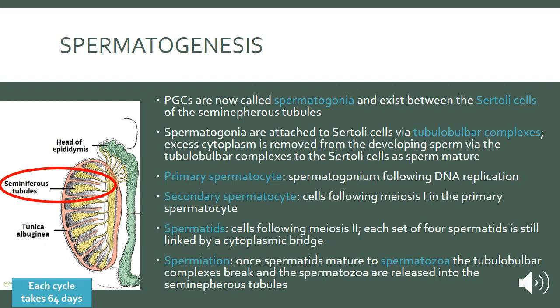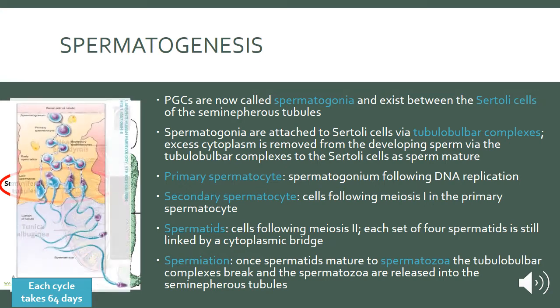Now, sperm, when they go through their development, go through a number of different stages. So once they begin DNA replication, they become primary spermatocytes. As they progress through meiosis 1 and finish meiosis 1, they're now secondary spermatocytes. And then once they complete meiosis 2, they become spermatids.